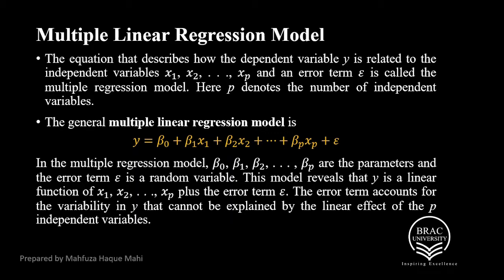In the multiple regression model, beta 0, beta 1, beta 2 up to beta p are the parameters and the error term epsilon is a random variable. This model reveals that y is a linear function of x1, x2 up to xp plus the error term epsilon. The error term accounts for the variability in y that cannot be explained by the linear effect of the p independent variables.